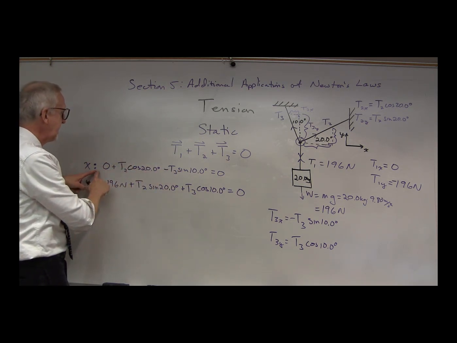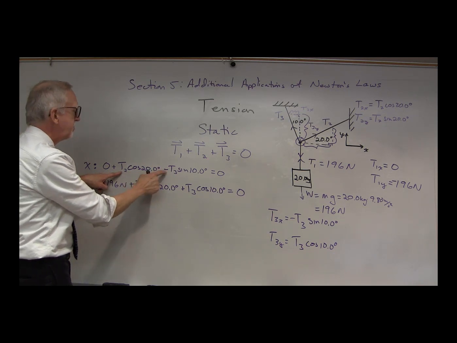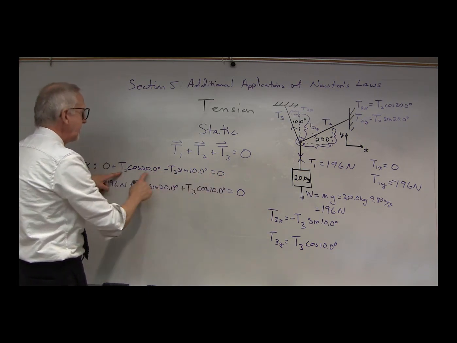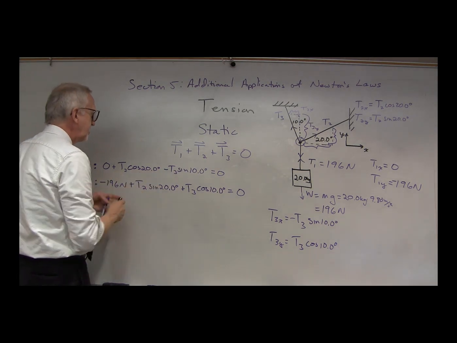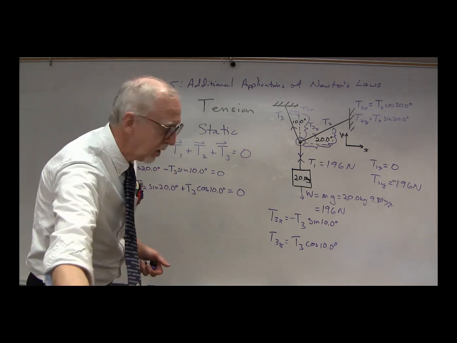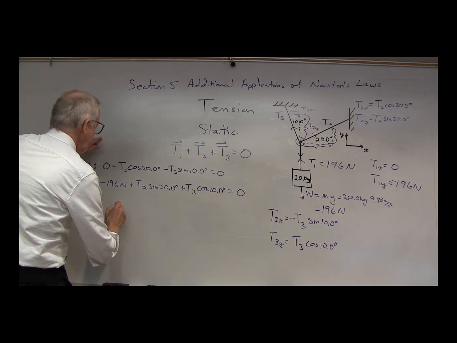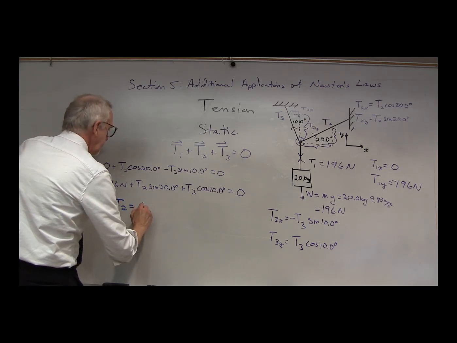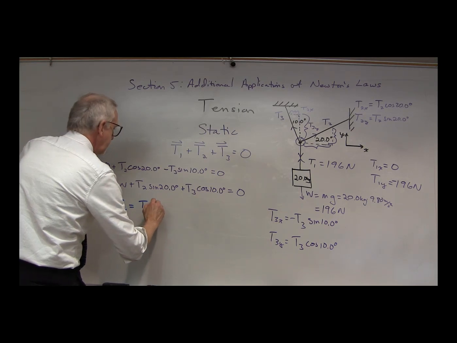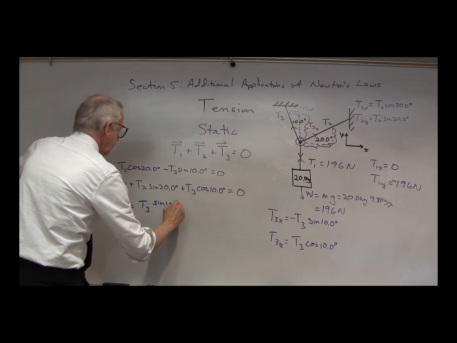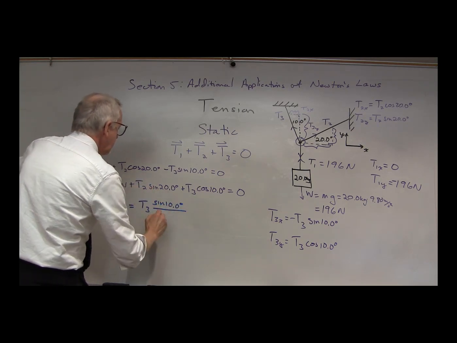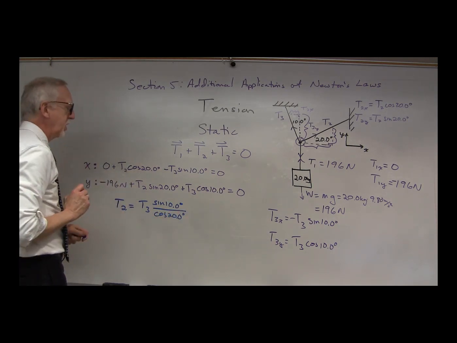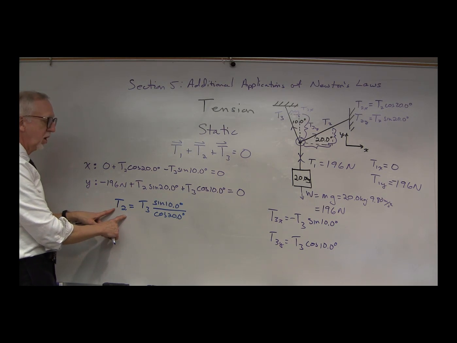So for example, let's take the x equation. This minus that equals 0. Let's bring this to the other side, and let's divide both sides by cosine 20. And what do we end up with? We end up with T2 is equal to T3 times sine 10 degrees divided by cosine 20 degrees. Okay, there we go. Now, this is our solution for T2.